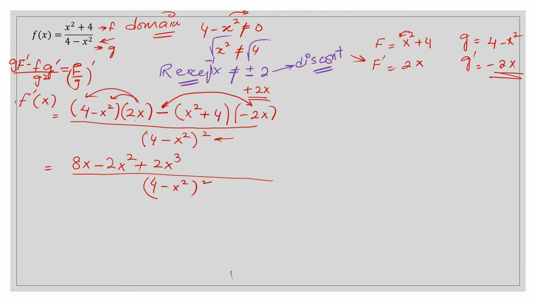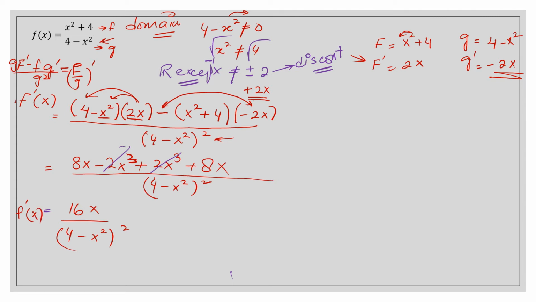And here I made a mistake. 2x times x squared gives you 2x cubed, and 2x times 4 gives you positive 8x. You can see that 2x cubed and negative 2x cubed cancel out, and the like terms 8x and 8x add up, so 8x plus 8x gives you 16x divided by 4 minus x squared whole squared. So the discontinuity stays in the first derivative also.